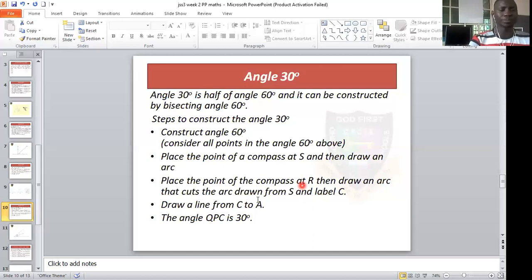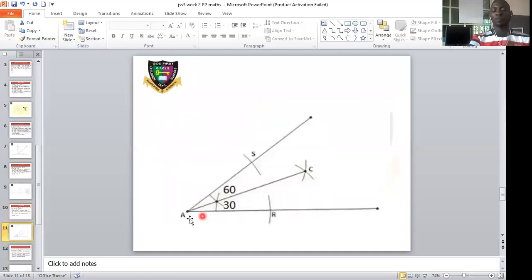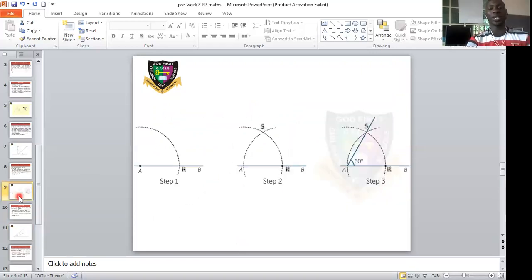Let me take you through it. This is the procedure. First, in construction of angle 60, draw a line AB. Place the point of compass at A. Draw an arc at R. Place the point of compass at R, draw an arc that cuts the arc drawn, and label S. Draw a line from S to A, and that gives you angle 60.